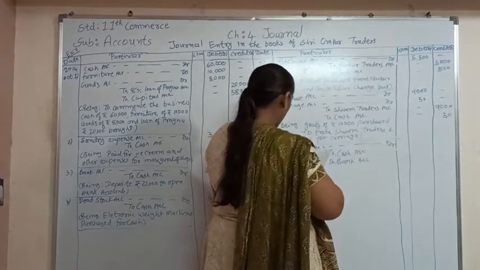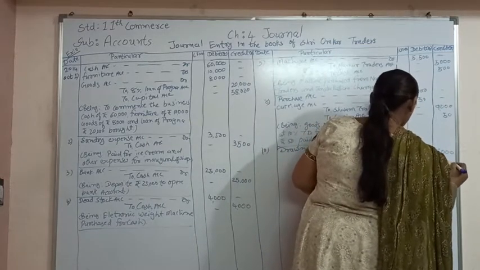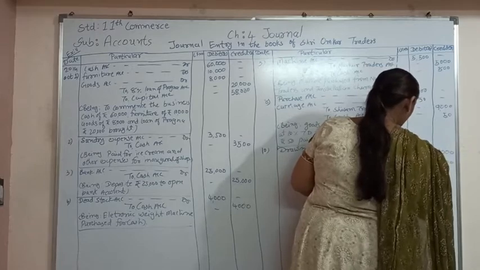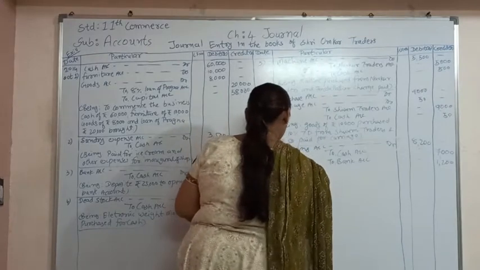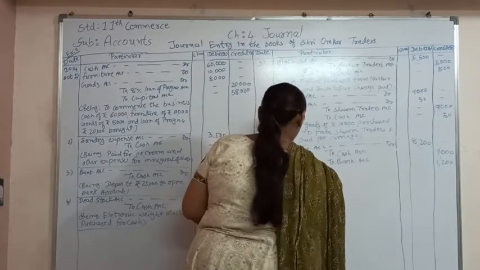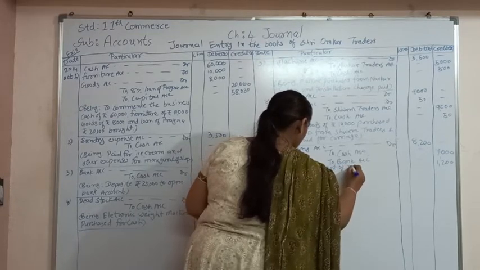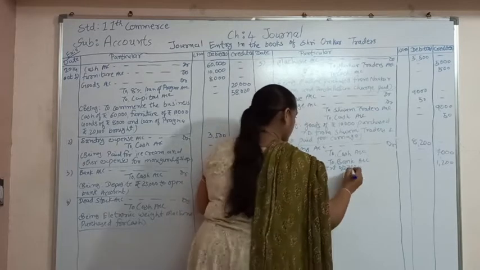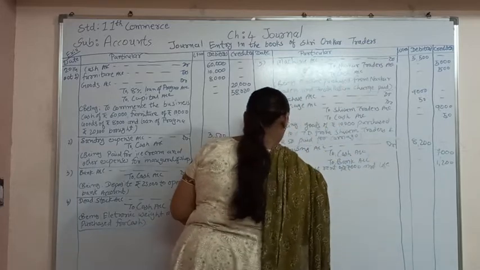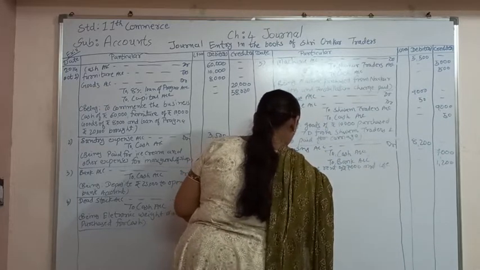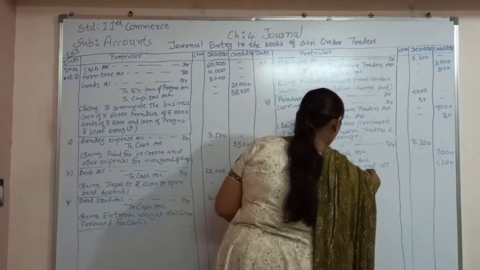So here house rent we have paid by cash 7,000 and 1,200 is paid by check. So total will be 8,200, being house rent of rupees 7,000 and life insurance of rupees 1,200 paid.